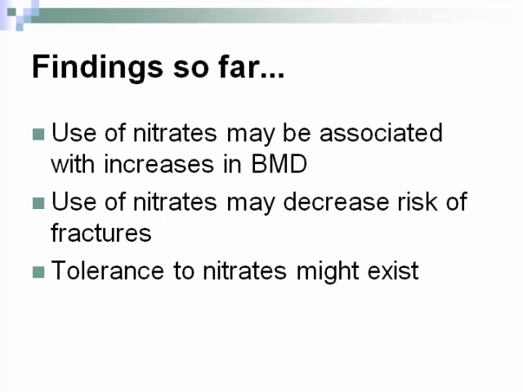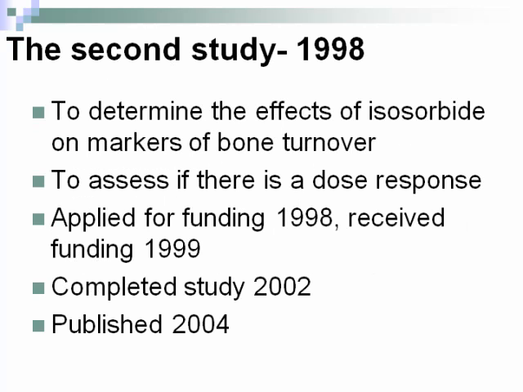So what the studies have really found so far is that nitrates, organic exogenous nitrates, are associated with increases in bone density, and that they may also decrease the risk of fractures. Further, given the data on frequency, suggests that there may be a tolerance to nitrates that may exist. So this really led us to our second study, which was really to test in a more formal way the effects of nitrates on bone.